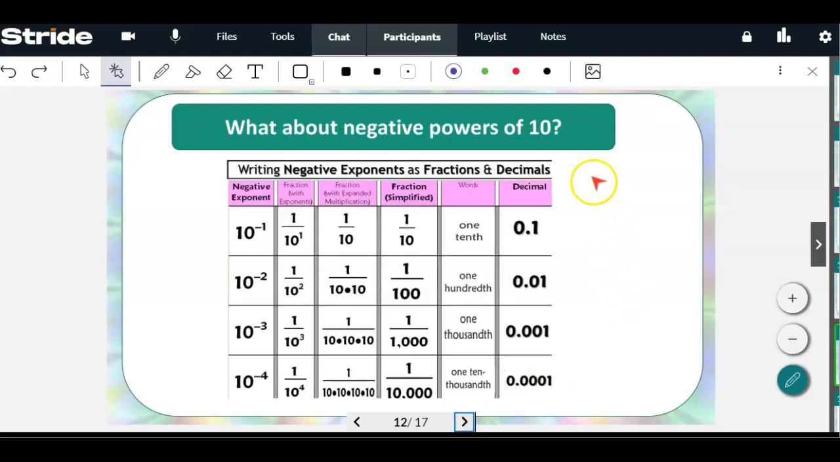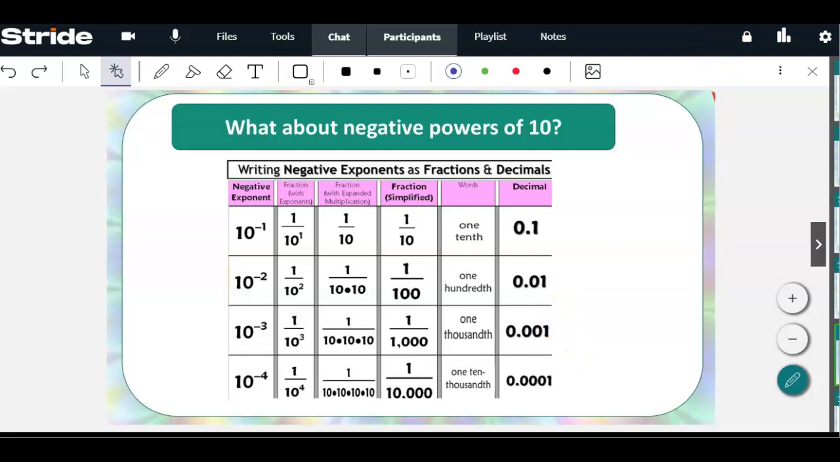What about negative powers of 10? So this is where it gets interesting. So 10 to the negative first power is actually the same as 1 over 10. So it's 1/10, that's how you read that, and the decimal would be 0.1. All right, so let's look at that, and here's the 10 to the negative second.